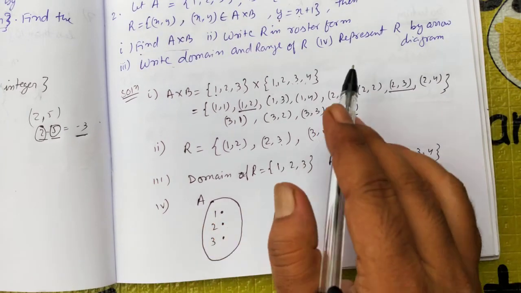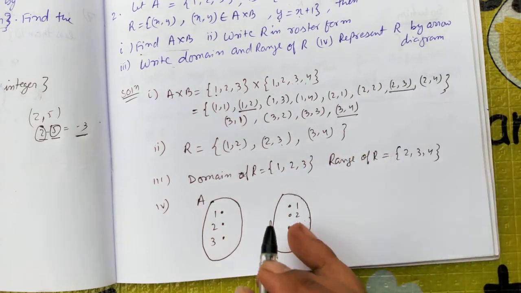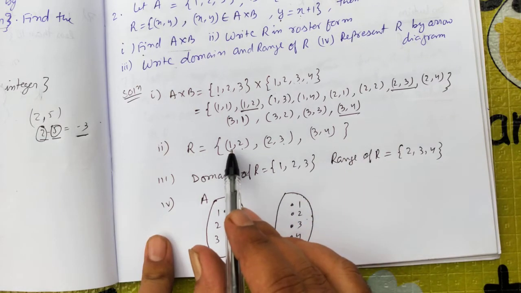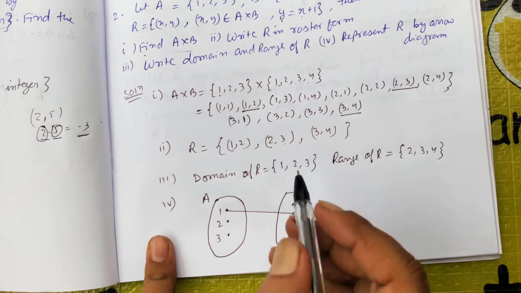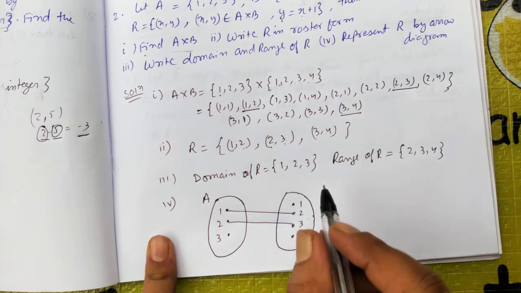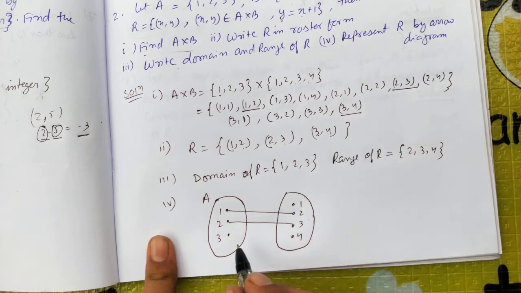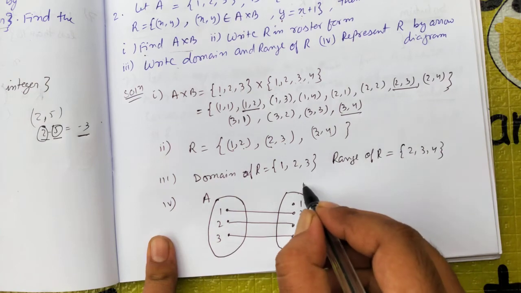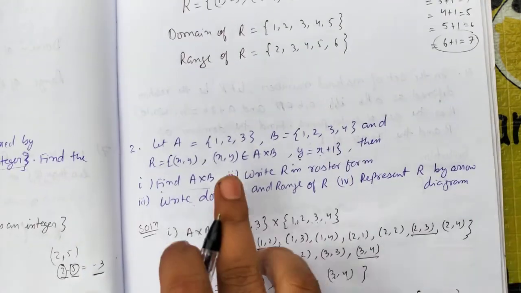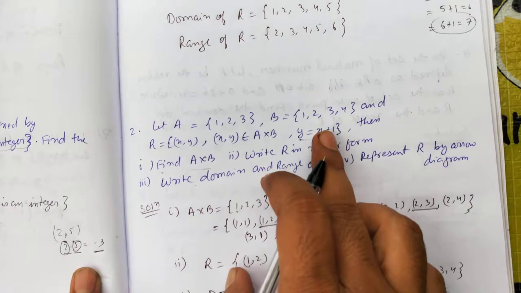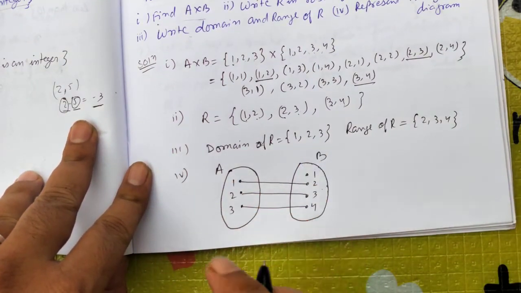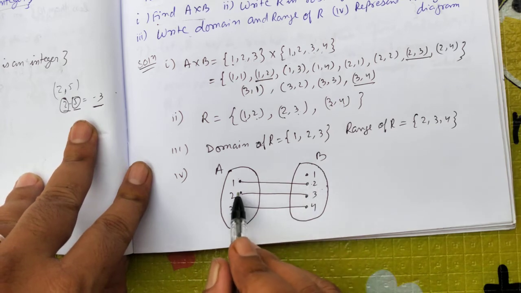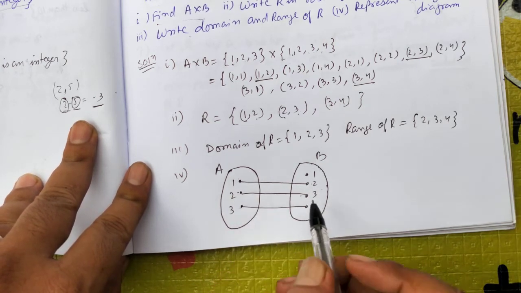Now the fourth question is to represent it by an arrow diagram. So 1 is related to 2, 2 is related to 3, 3 is related to 4. Set A has 1, 2, 3, and set B has 1, 2, 3, 4. So I wrote set A has 1, 2, 3, set B is 1, 2, 3, 4. 1 is related to 2, 2 is related to 3, 3 is related to 4.